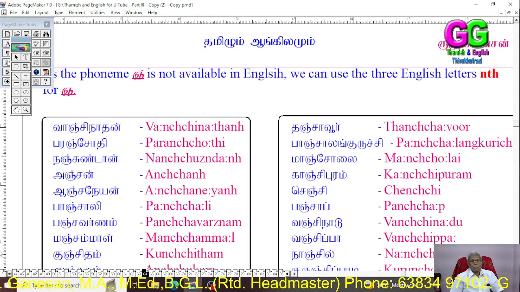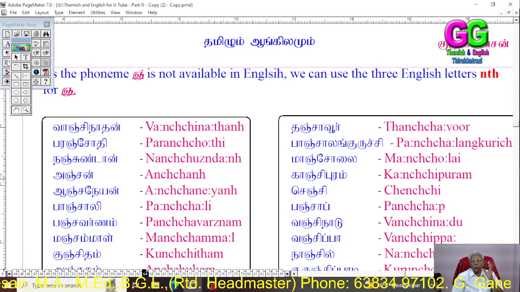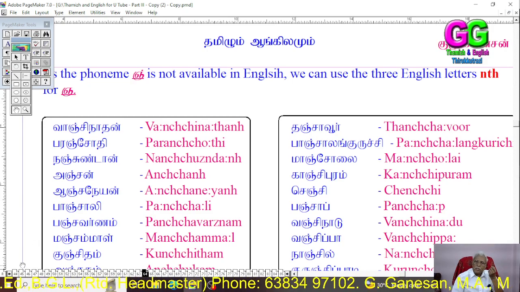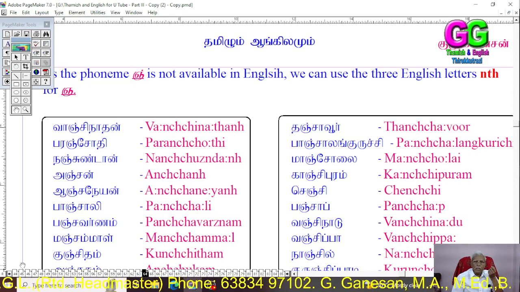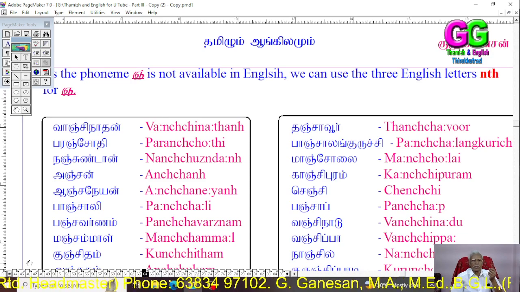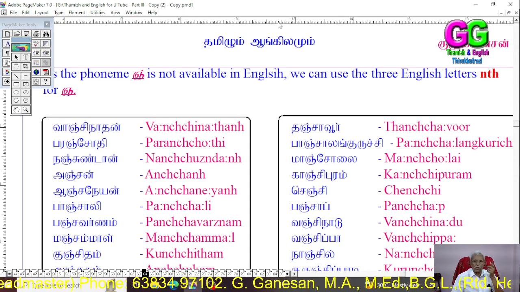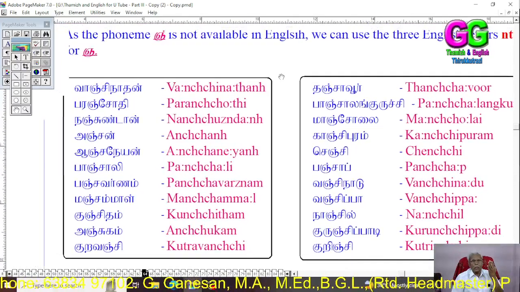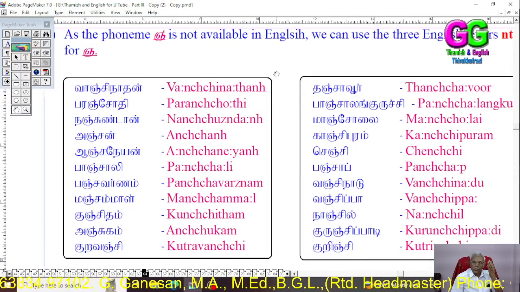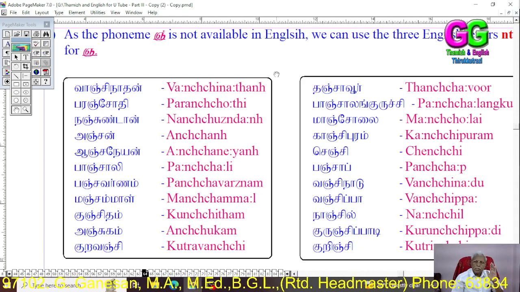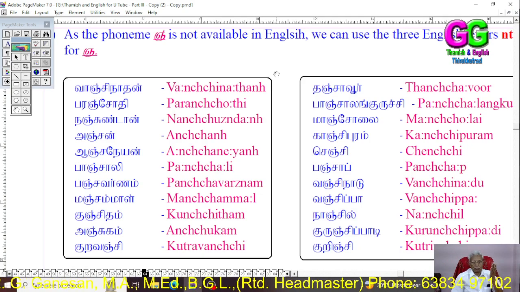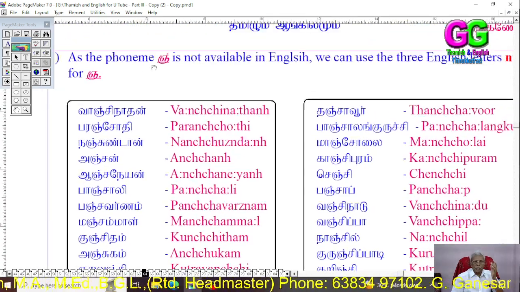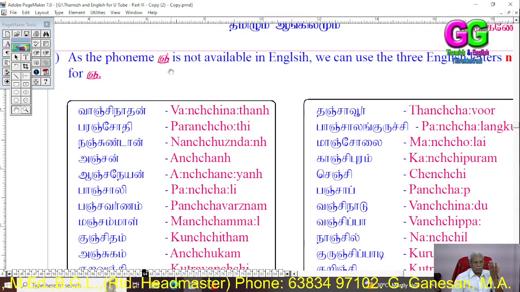Thus we can see how we are using the letters, I mean N and NTH. N for the phoneme, and NTH I have used. I also recommend using NTH for the phoneme. Follow it. Then the next phoneme is not available in English.